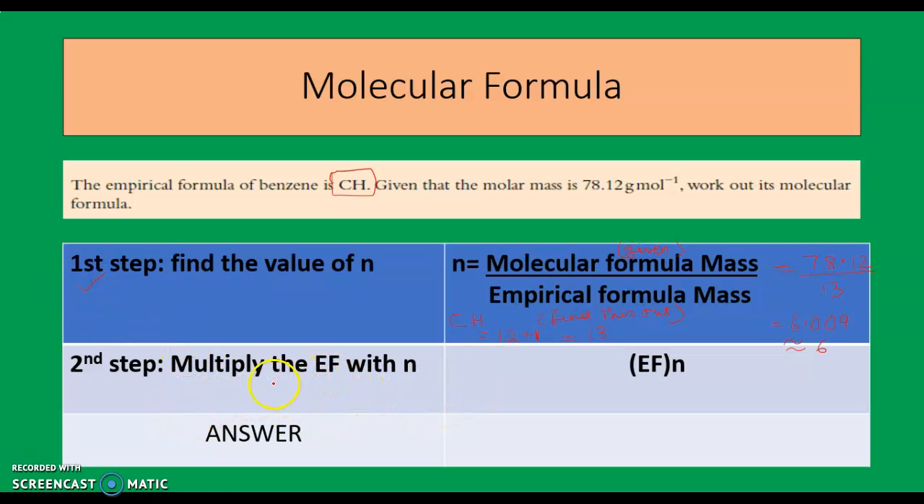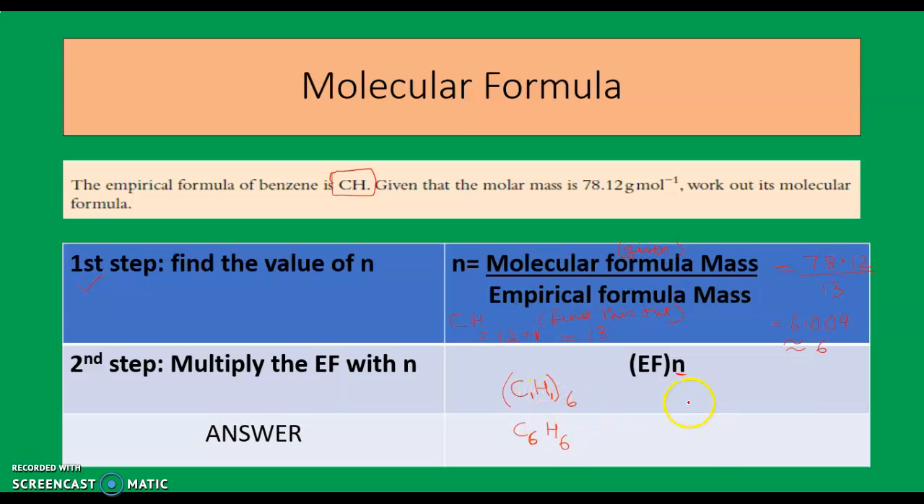In the second step, you multiply the empirical formula. Now the empirical formula in this question is CH. If it's given in the question, you use it, or you would have found the answer and you get that. So that is CH multiplied by the value n. The value of n you've just said is 6. So when you write it like that, any numbers at the bottom here, you're multiplying by 6. So C1 multiplied by 6 is C6, and H1 multiplied by 6 is H6.